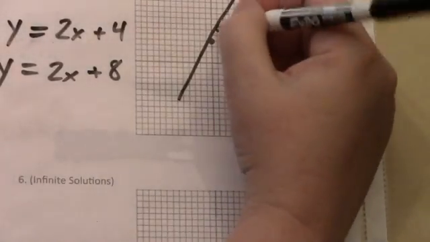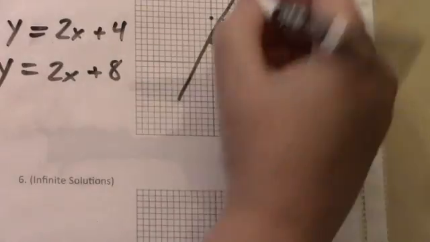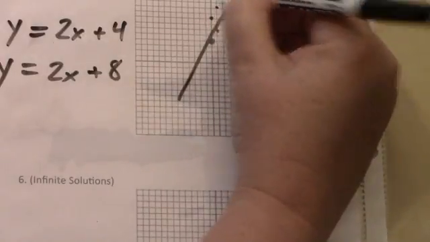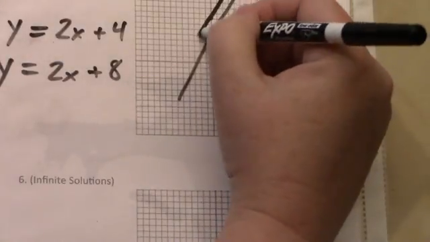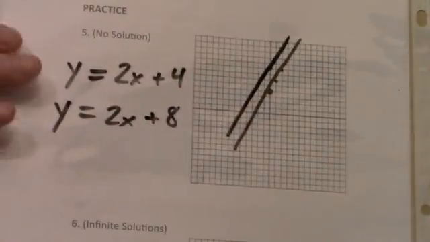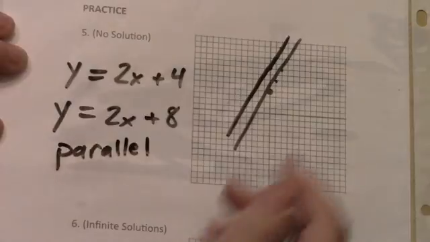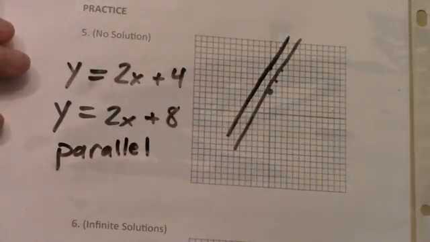This one starts at 8. Well, if this was 4, 5, 6, 7, this one starts up here, and it also has a 2 slope. Up 2 over 1, up 2. And that line will look like that. These lines are called parallel. So there is no solution. These lines will never intersect.